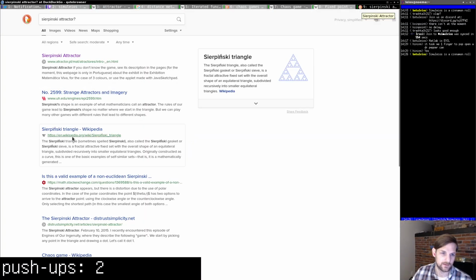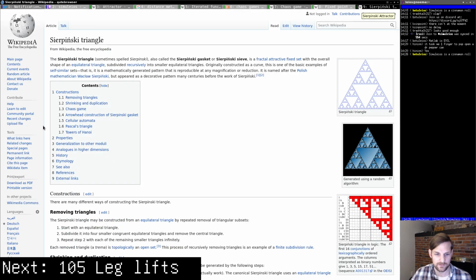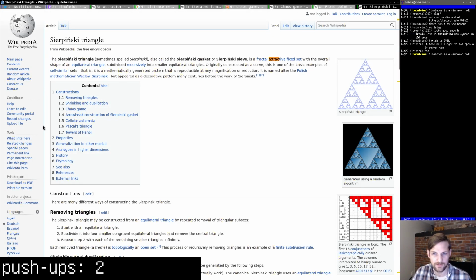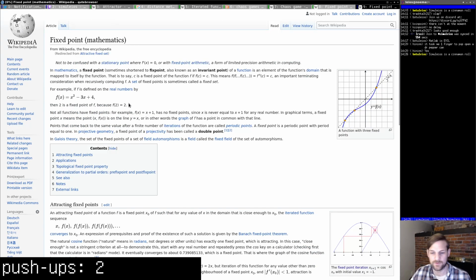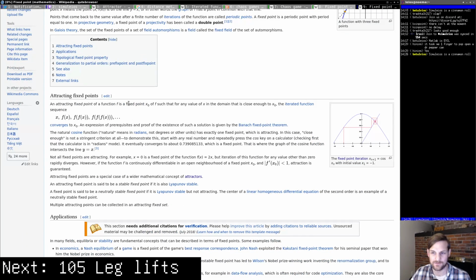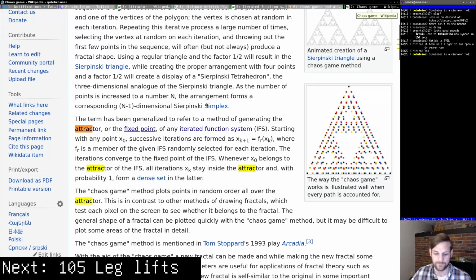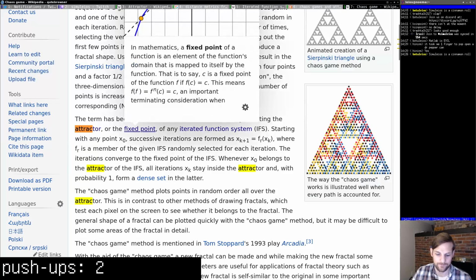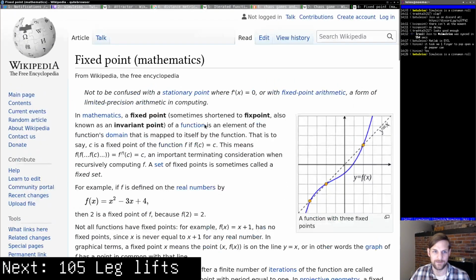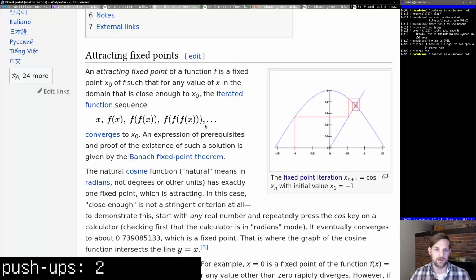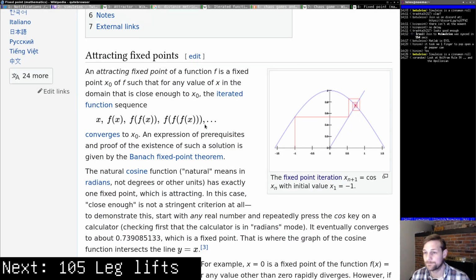Go back a bit. Sierpinski triangle. So let's just look for the word attractor here. Is a fractal attractive fixed set. Okay. You bring me back to a fixed point, but attracting fixed points. Okay, yeah, maybe this is what I want. So an attracting fixed point of a function f is a fixed point x naught of f. I think we already have this up earlier, fixed point here in a bigger font. So let's just take a look. Okay, one more time. Scroll down here. So attracting fixed point, I think that's what we need.